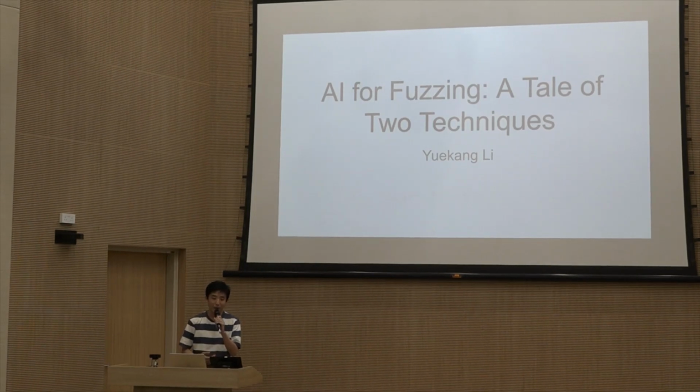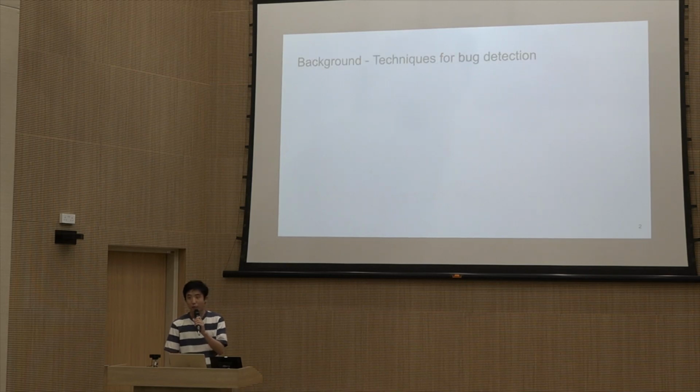We are going to talk about AI for fuzzing, a tale of two techniques. I believe most of you are familiar with AI, but you are not familiar with fuzzing. So let me first introduce what fuzzing is. Fuzzing is a technique to detect bugs in software.